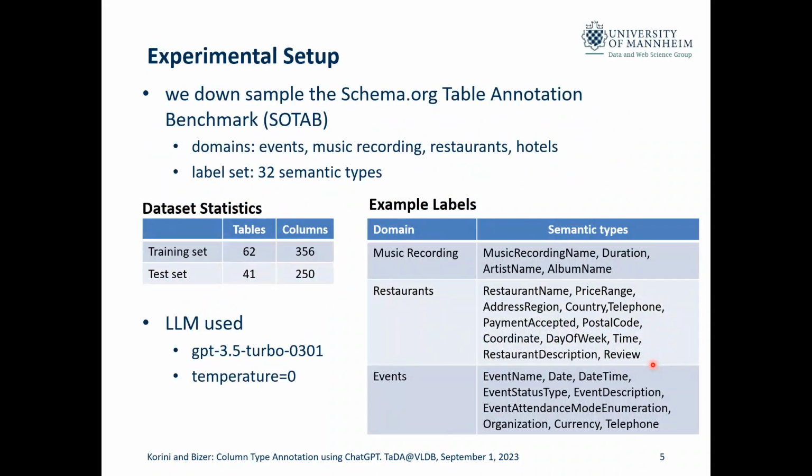The training and test datasets that we used for our experiments were downsampled from the schema.org table annotation benchmark, where we chose tables from 4 different domains. The 5-label set contains 32 semantic types that are, for example, restaurant name, price range, address region, etc. Our training set consists of 62 tables, and our test set consists of 41 tables. The LLM that we used is GPT-3.5 Turbo, the 1st of March version. We also set the temperature to 0 so as to decrease the randomness of the answers from the model.